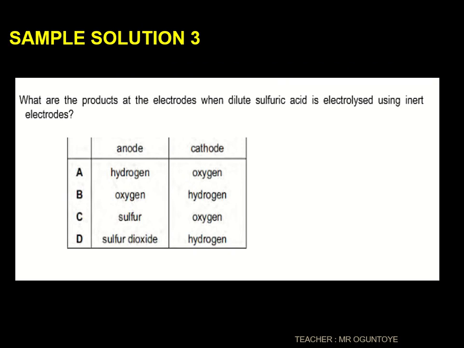Sample solution 3. What are the products at the electrode when dilute sulfuric acid is electrolyzed using inert electrodes? Okay, we just look at that now. In the previous question, dilute sulfuric acid. At the cathode for dilute sulfuric acid, it's only hydrogen that will be discharged. So hydrogen receives 2 moles of electrons to form H2.